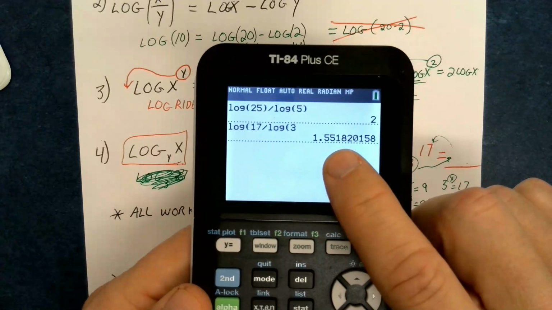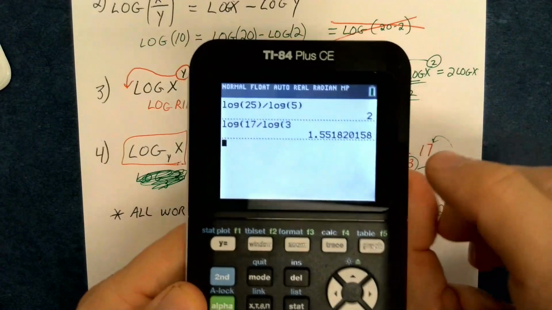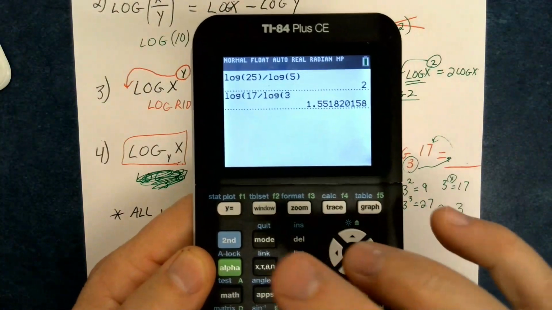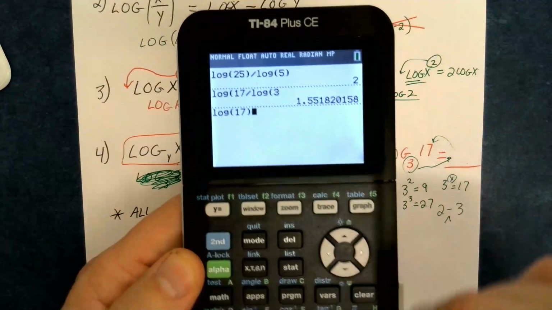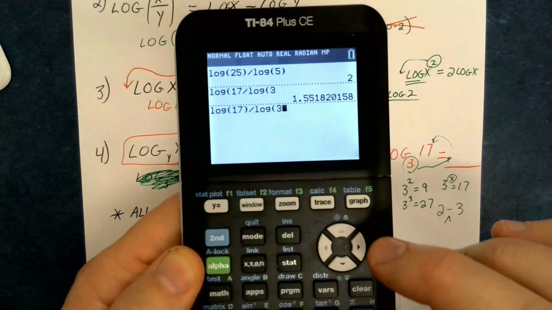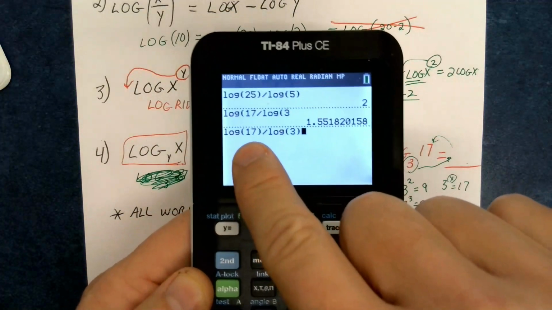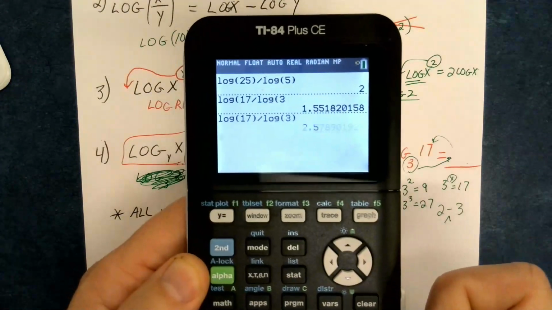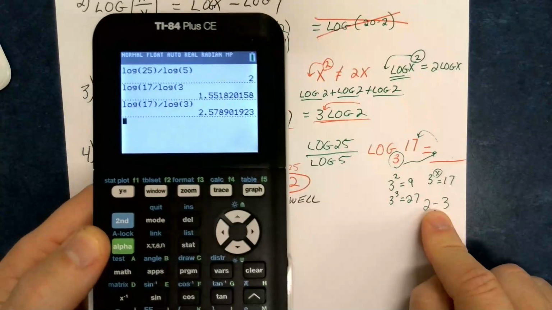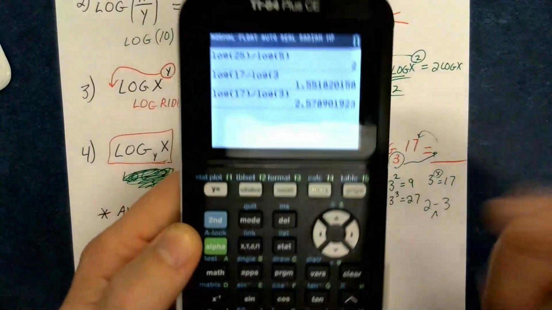Okay, so hopefully you said this: oh, I forgot to close parentheses after the 17. Log 17, close parentheses, divided by log 3, close parentheses. I have to do the log of 17 divided by the log of its base. And now you can see I get 2.5789. That is between 2 and 3. That makes sense.